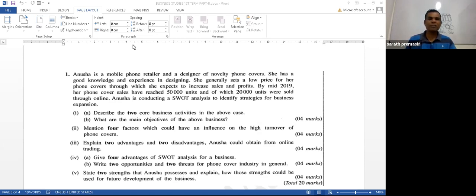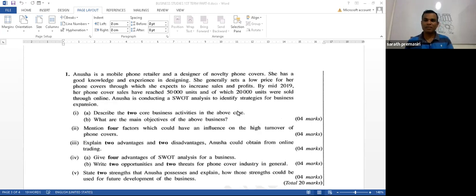Now, look at the question here. First, you have to identify this case, or that paragraph, and then by reading this paragraph, you are given some questions to be answered. Describe the two core business activities in the above case. There are two core business activities. Can you explain what the core ideas of business are? There are two core concepts of business.